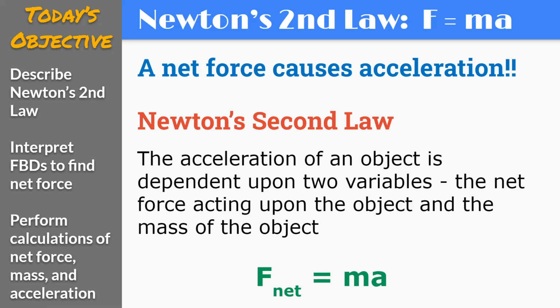That is Newton's second law, and it's our second equation for this unit. We talked yesterday about our equation for force of gravity being mass times gravitational acceleration. F net is mass times acceleration, and it's not necessarily gravitational acceleration this time. It's going to depend on the scenario that we're looking at. So again, Newton's second law states that the acceleration of an object is dependent upon 2 variables, the net force acting upon the object and the mass of the object.